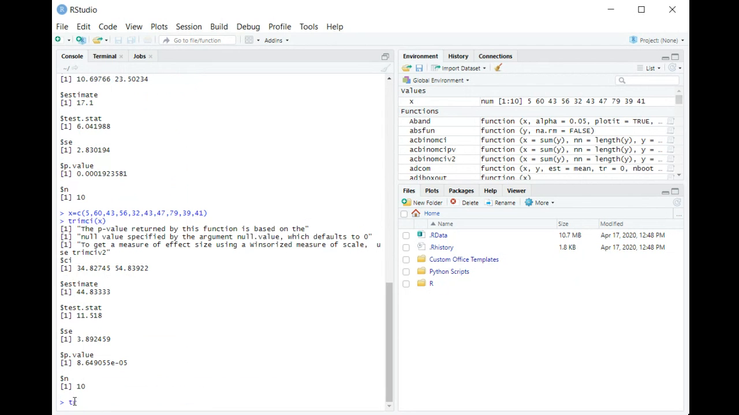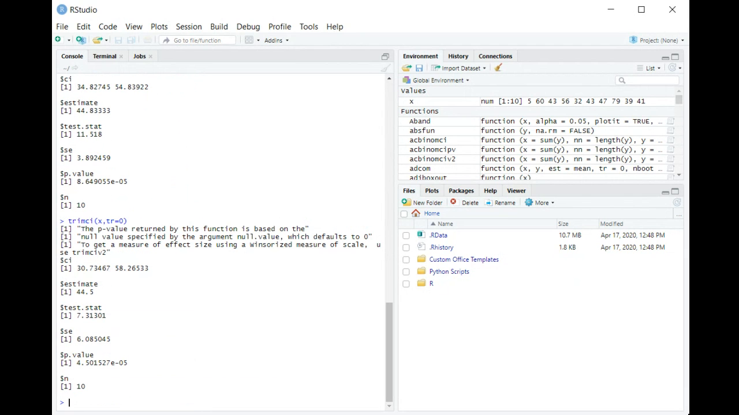And now we're going to do the same thing with the one that we just did, with trim 0, enter. And then these are the two values. So if you compare these two, they're slightly different. And I'm going to go ahead and let you guys answer the rest of that.